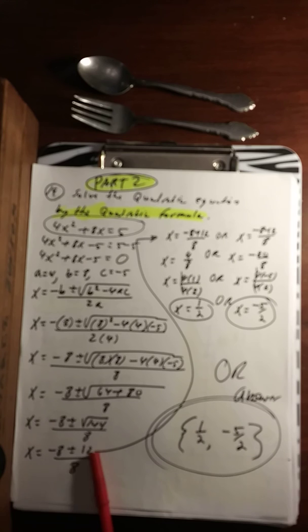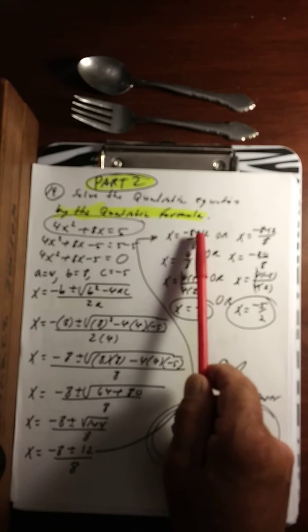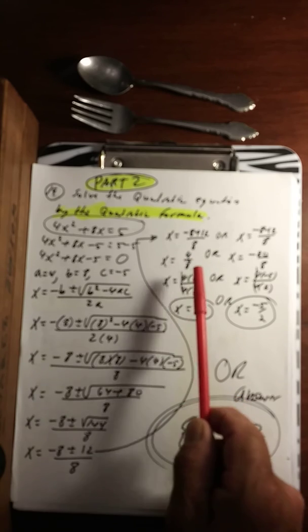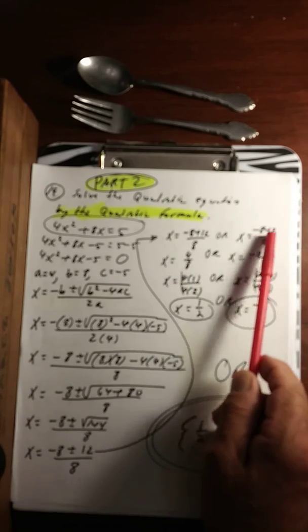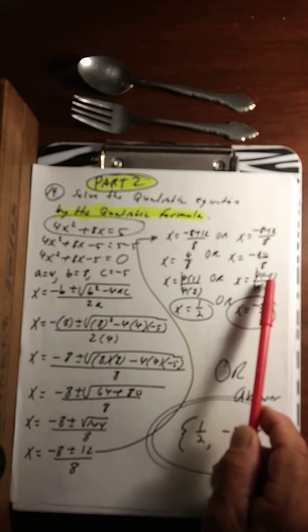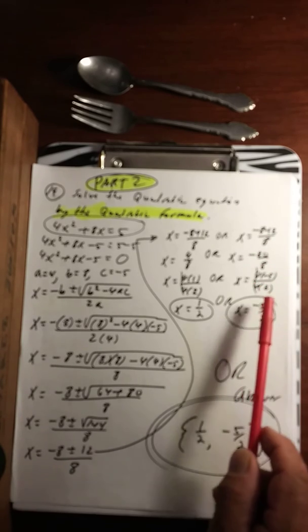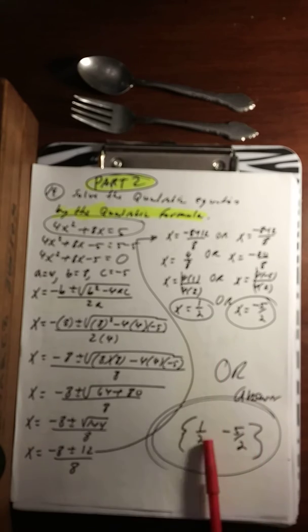Square root of 144 is 12. So negative 8 plus or minus 12 over 8. So negative 8 plus 12 is 4 over 8. 4 times 1, 4 times 2. Cancel these, 1 half. And this is going to be negative 20 over 8. And 4 times that, 4 times that. 4's go away. Negative 5 halves. So 1 half and negative 5 halves.